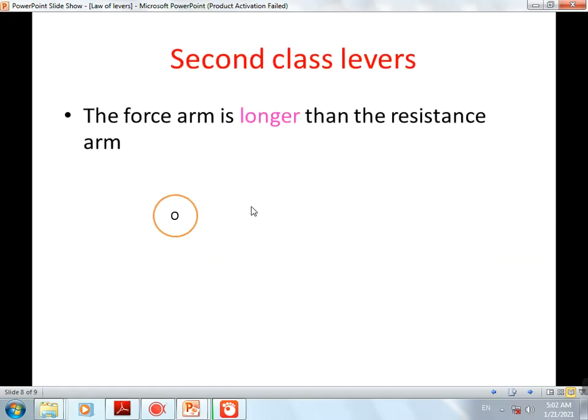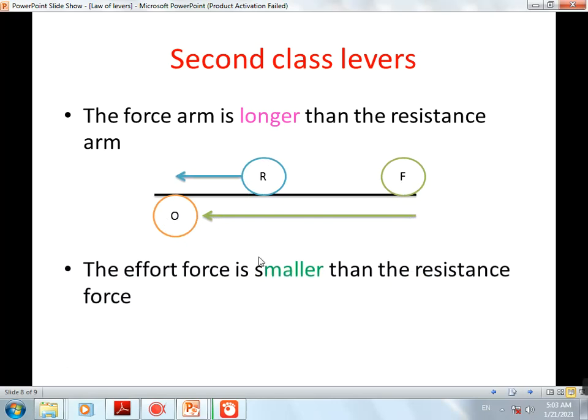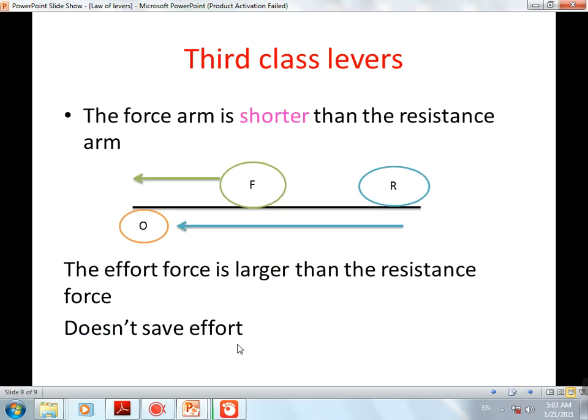Second class levers. The force arm is always longer than the resistance arm. The distance between effort force and fulcrum is longer than the distance between resistance force and fulcrum. So, the effort force is smaller than the resistance force. It saves effort. Second class lever always saves effort.